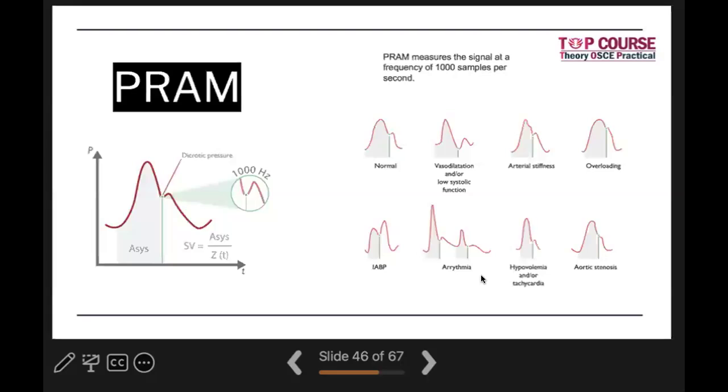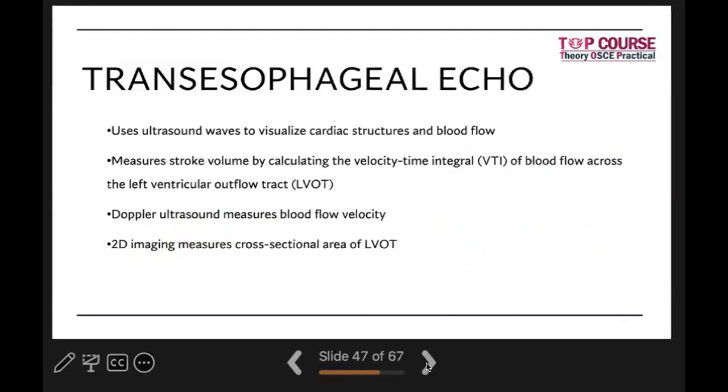The next calibrated method, one of the internally calibrated methods, is called PRAM, which is also called the pressure recording analytical method, where it measures the signal at a frequency of 1000 samples per second. After assessing the signal, it is going to give us various waveform patterns, which may indicate various conditions of the patient and also the hemodynamic monitoring. I mean, I have not seen PRAM. It is based on the literature as well as review articles.